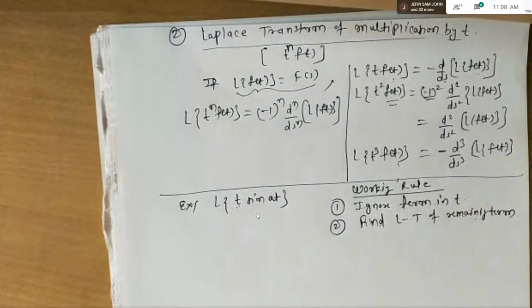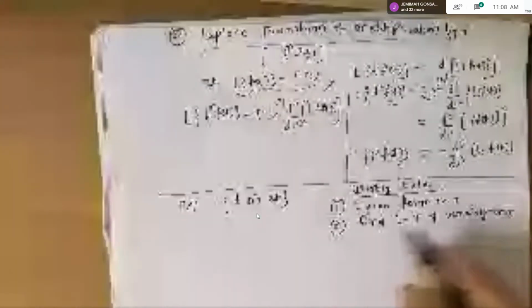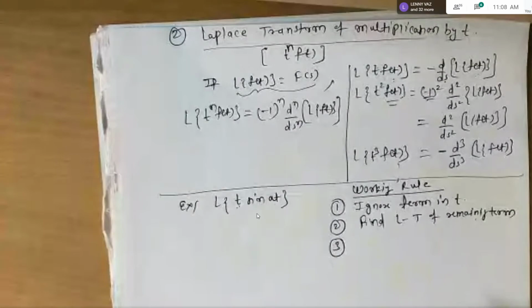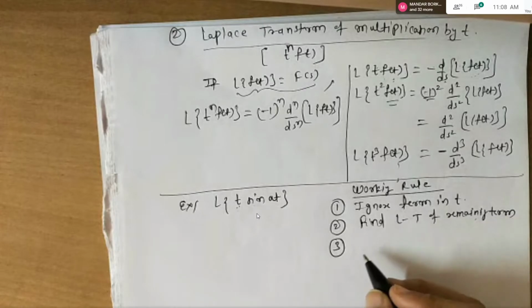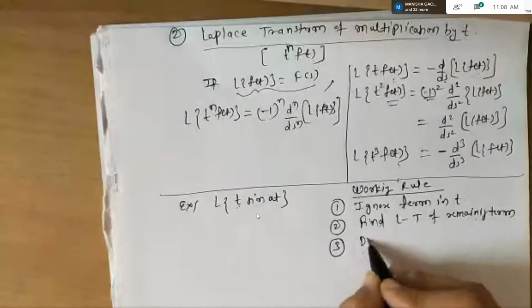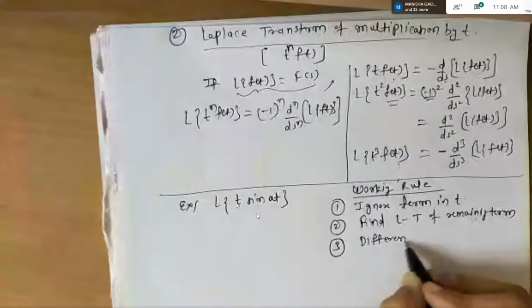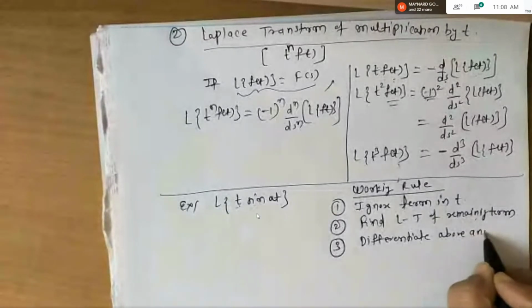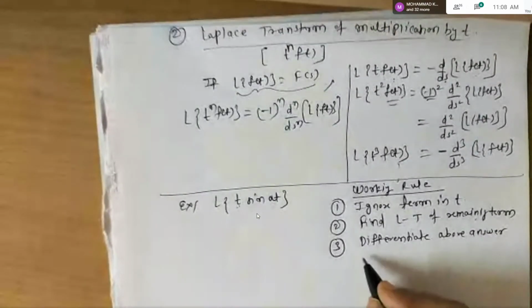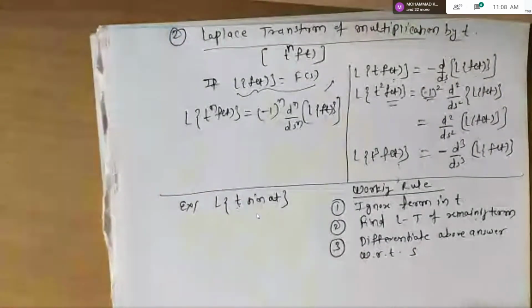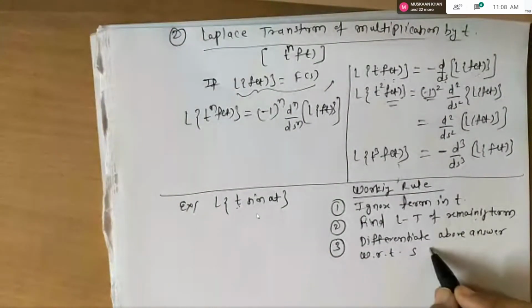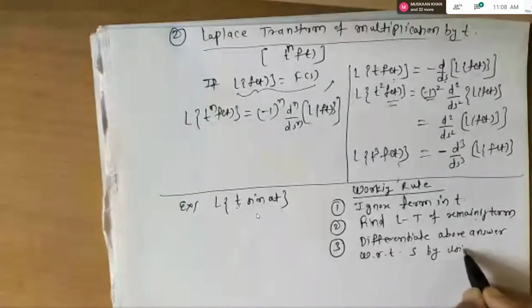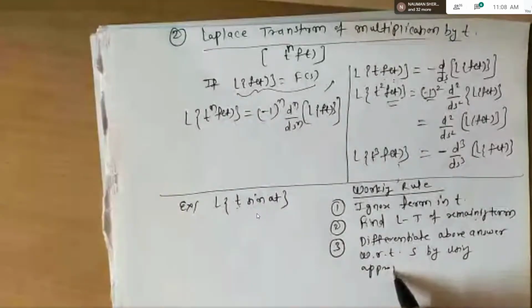Isn't it similar to the previous formula? There we ignore the e raised to at term, then we find the Laplace of the remaining term. There we replace s by s minus a, or s plus a, in the above answer. Here we will differentiate the above answer with respect to s by using the appropriate formula.